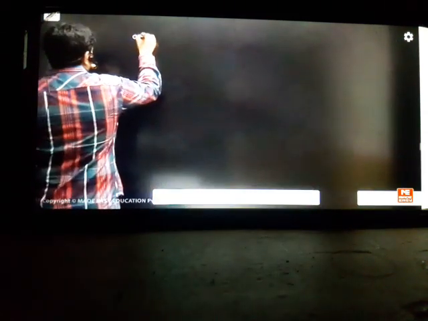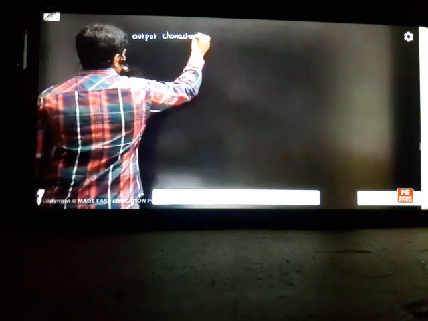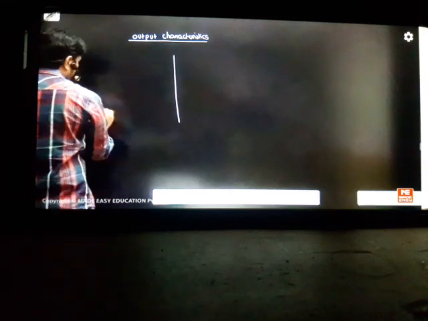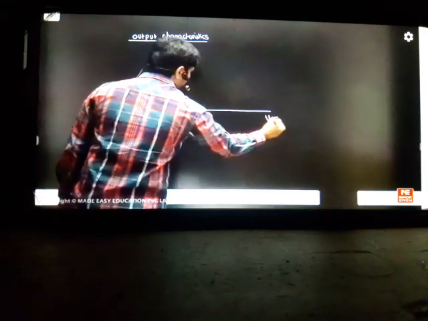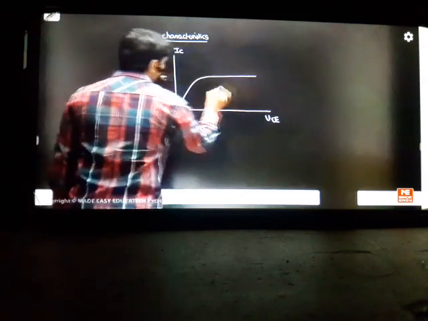So if you see the output characteristics, we have studied the graph like this. Theoretical graph and practical graph will come both at a time now. This is VCE and this is IC. Till now our graph knowledge is like this. This is our knowledge till now.